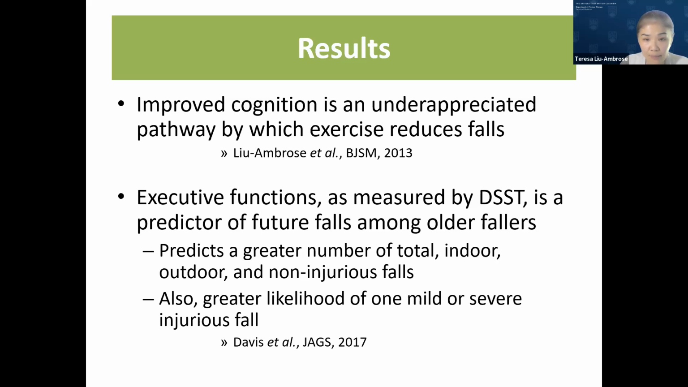And when it comes to the specific measure of the DSST, in this particular study, we found that it improved with Otago exercise training, and that its improvement contributed to the effect of the Otago exercise program on falls. I want to highlight that in prior studies, within the context of an observational study whereby we simply followed people over time, we found it to be a significant predictor of future falls among older fallers. Specifically, it predicted a greater number of total, indoor, outdoor, and non-injurious falls, and also a greater likelihood of having mild or severe injurious falls. And other researchers have shown that DSST predicts declines in gait speed over 15 or 20 years.